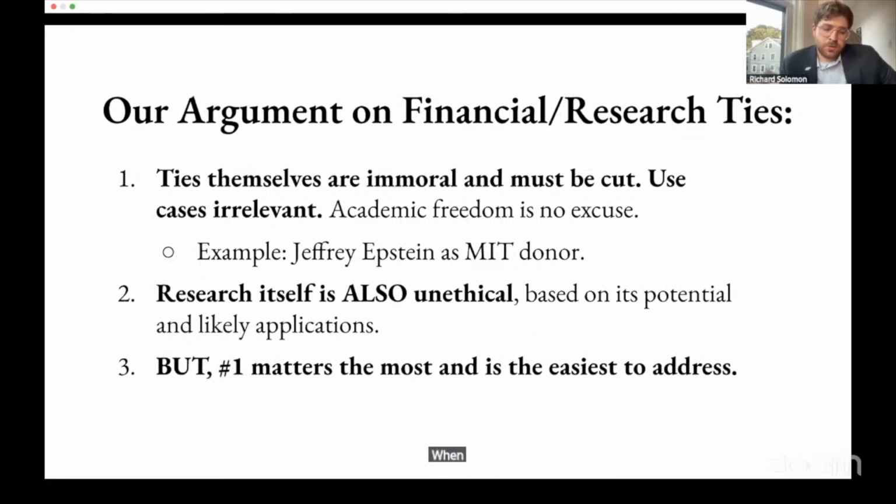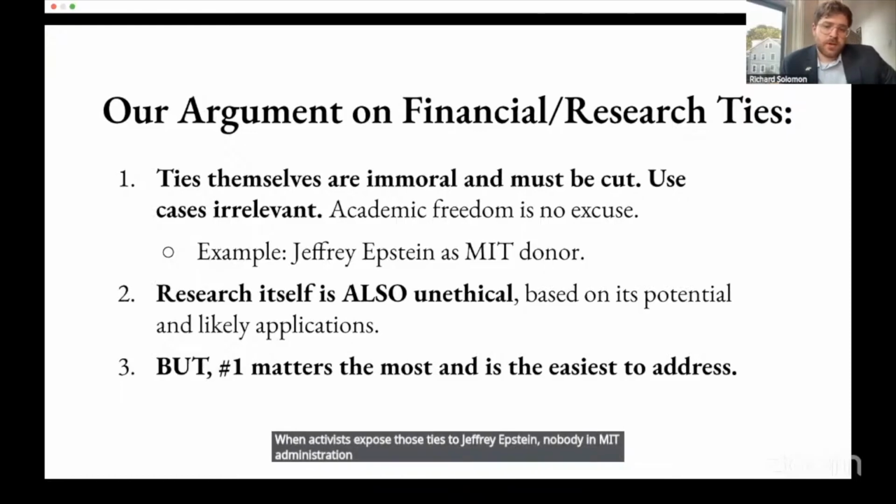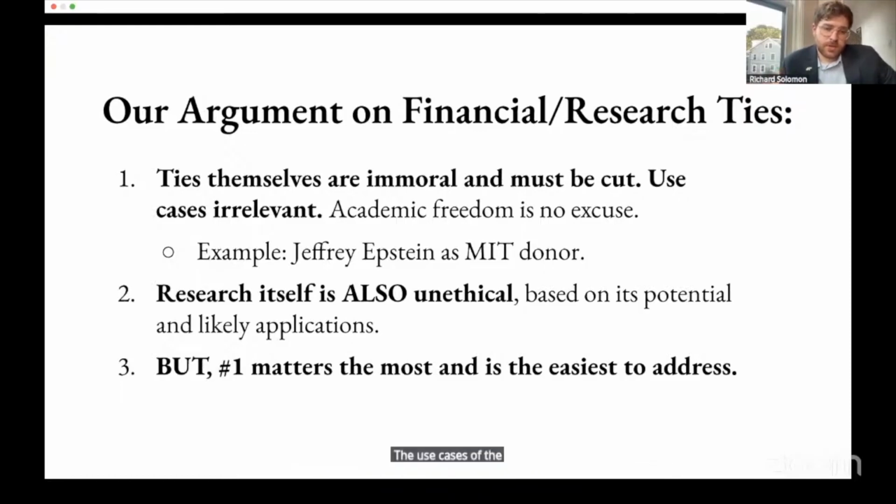When activists exposed those ties to Jeffrey Epstein, nobody in the MIT administration began talking about the use cases of the research, how important it is to study Alzheimer's or cancer research or climate research or whatever. What mattered then was that Jeffrey Epstein was a convicted sex offender and he was sponsoring research, and that was immoral. Okay, so that's the first point. And oftentimes in MIT's own communications, they will try to mislead people and say that's not the real claim, but that's the claim.